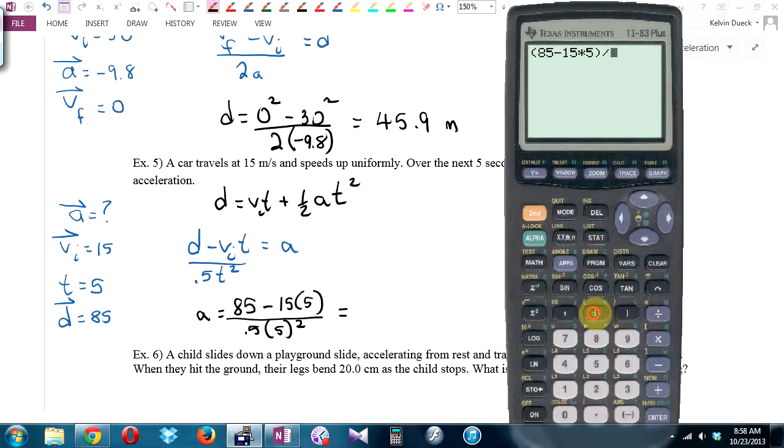Divided by more than one term on the bottom. I'm going to do the same thing on the bottom. Instead of going bracket 5 squared, I'm going to go times 5 squared. I'm going to argue that that is way clearer than going 85 minus 15 bracket 5 bracket divided by bracket 0.5 bracket 5 squared bracket. You lose track of the brackets.